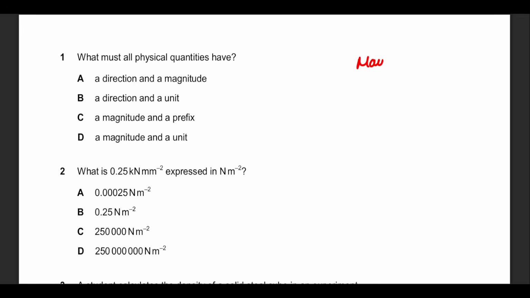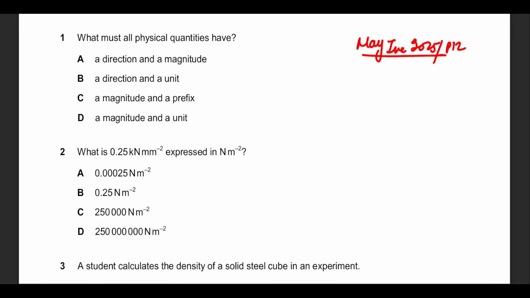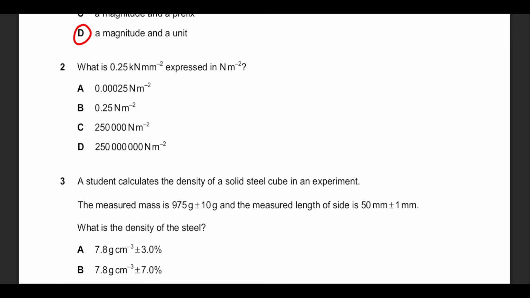This is May-June 2025, paper 1-2. Question 1 says, what are physical quantities made of? And this is going to be a factual based answer, very quickly solved. A magnitude and a unit. Question number 2 proved to be a bit tricky this time.